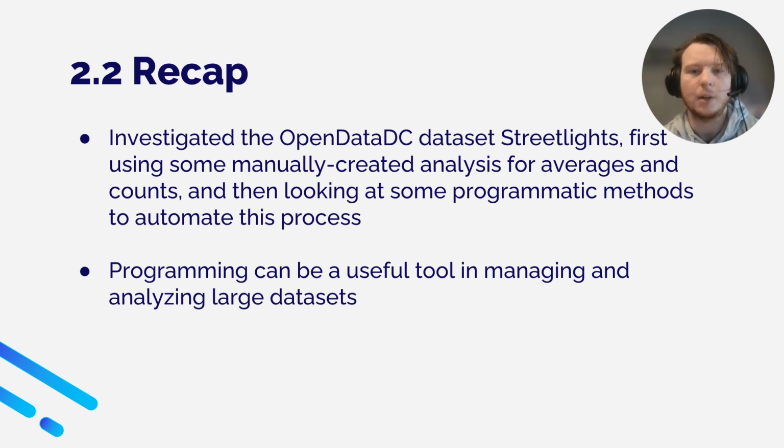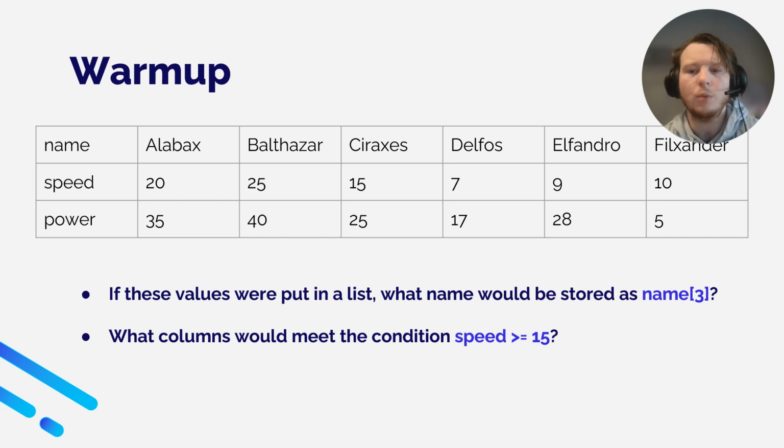So we recap our previous lesson 2.2, in which we investigated the OpenDataDC dataset streetlights, mostly through manual analysis and then with some programming. For our warm-up today, we want students to refresh their memory of index values and a little bit of conditional statements. So we've got two questions here asking about the index.